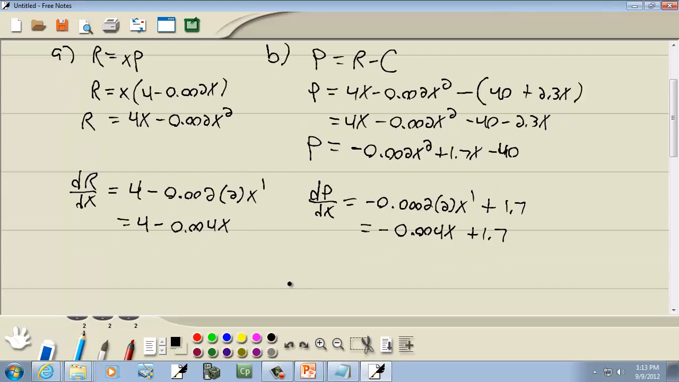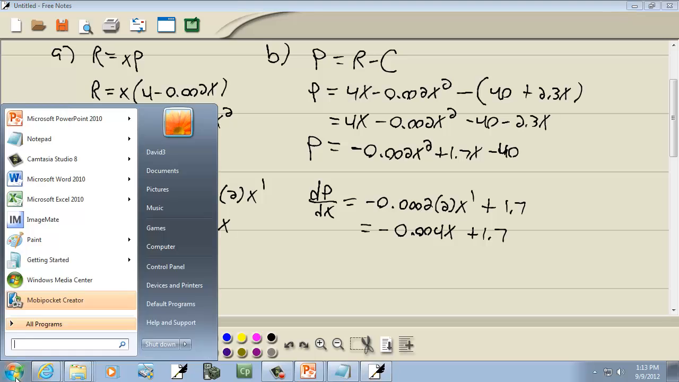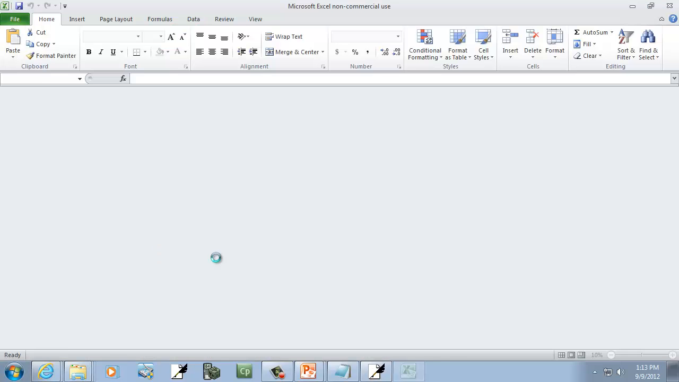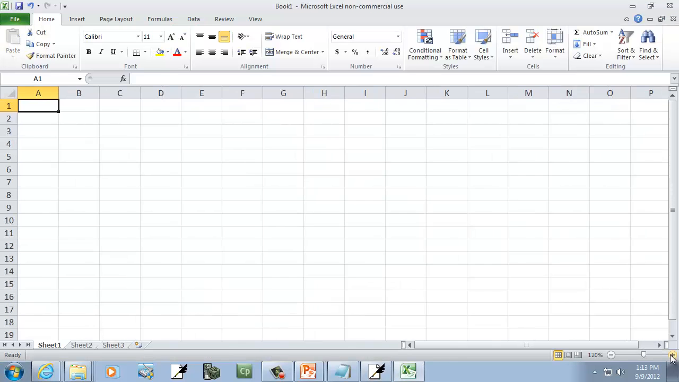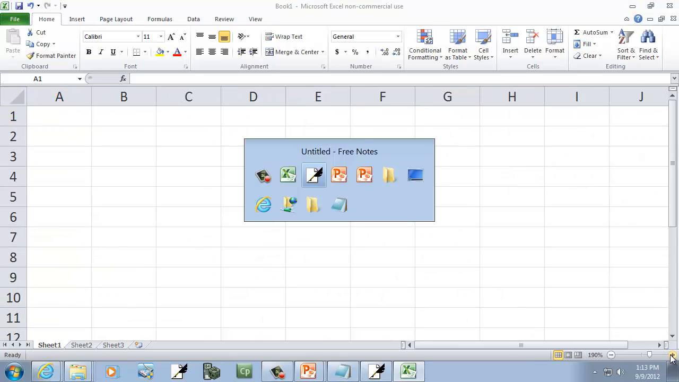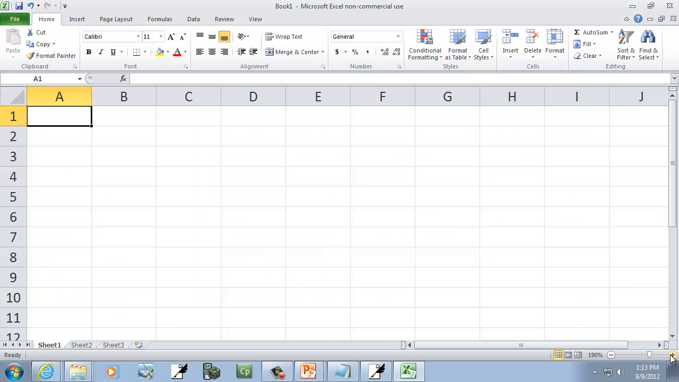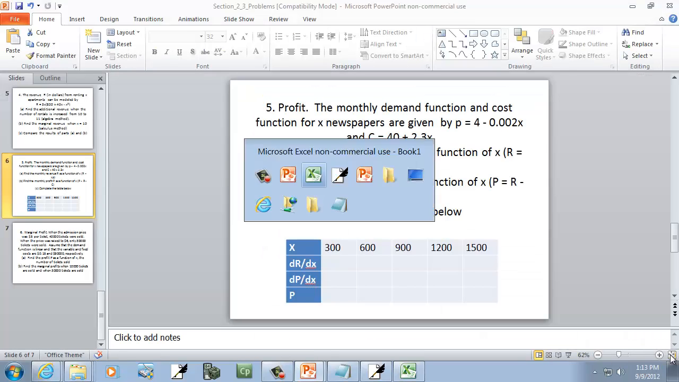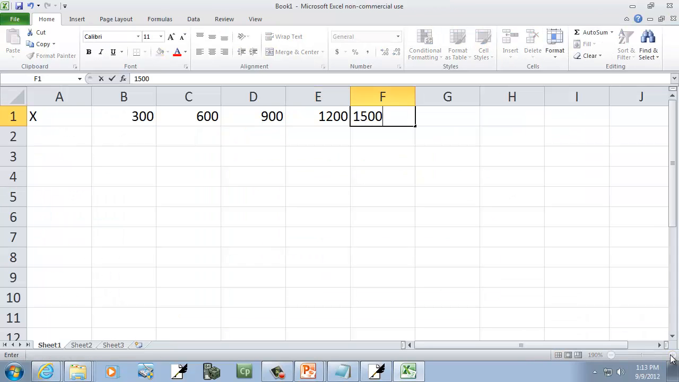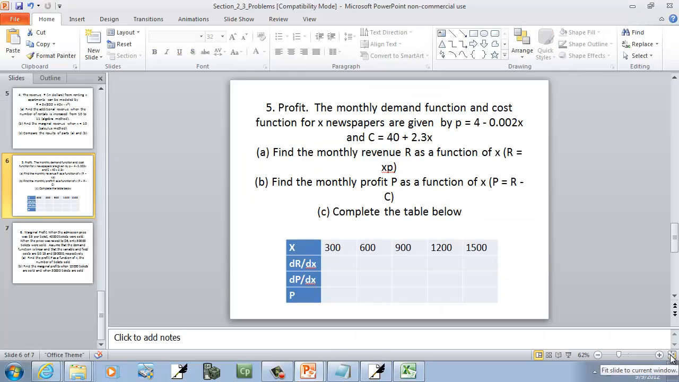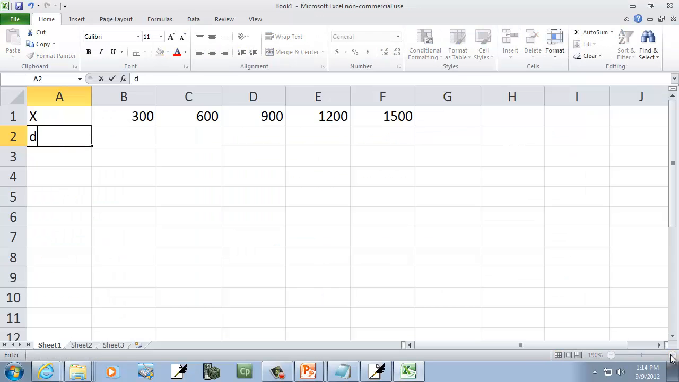And we want to build this table. To be honest, this table's best done with Excel. So let me show that. Okay, so we've got our x values here, which would be 300, 600, 900, 1200, 1500. Then dR/dx, dP/dx, and then P.